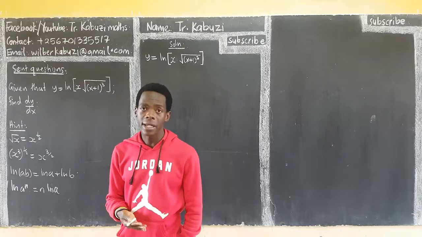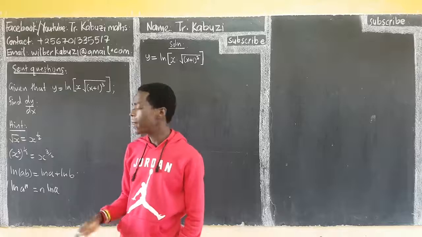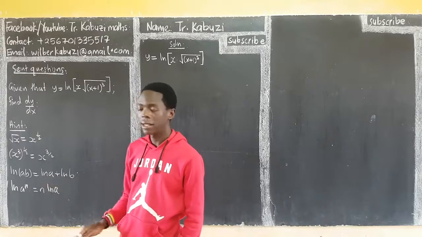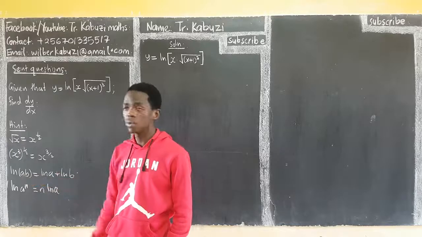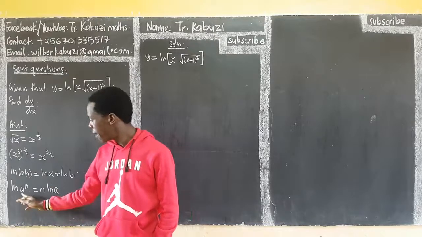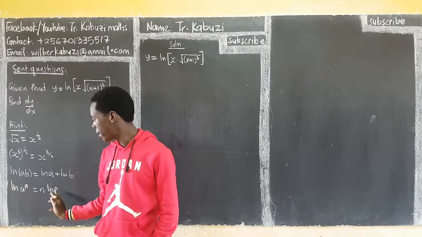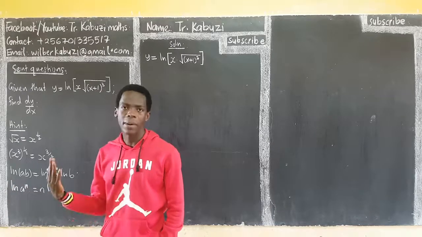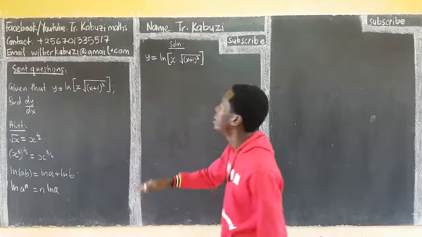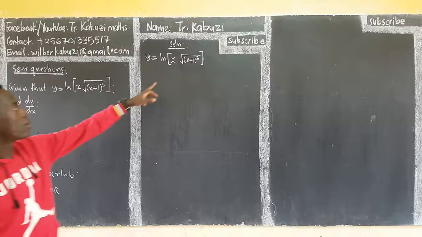And then you know that in properties of logarithms, if I have a times b, it is the same as natural log of a plus natural log of b. Now we add them separately. And then if we have natural log of a power n, the power can drop like this. So those are the properties we are going to use in this question. So this is the question here. First of all, I'm going to apply this onto this.